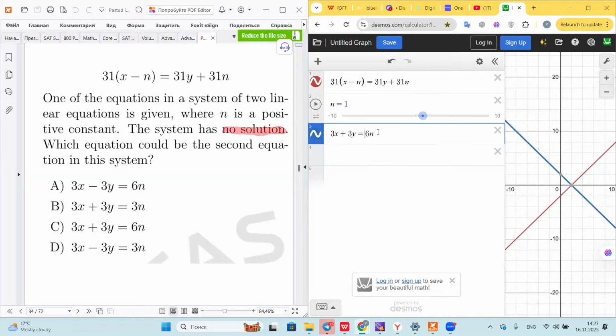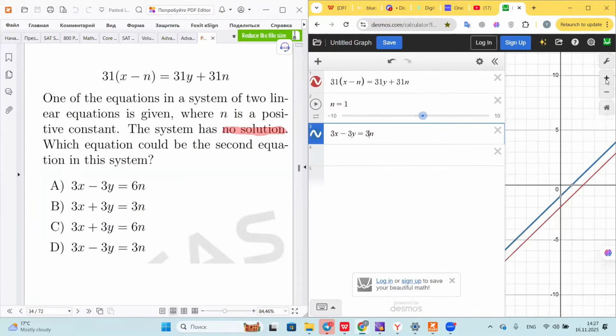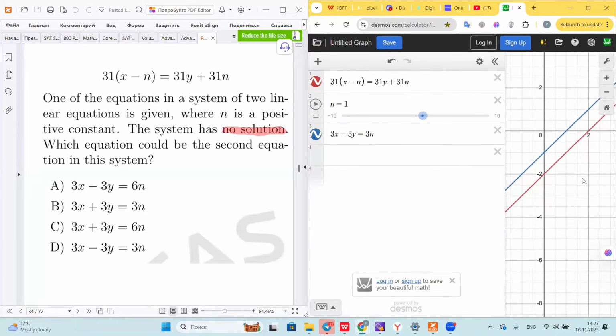And the last one here, 3x minus 3y equals 3n. You can see you can get the parallel lines. The answer will be D.